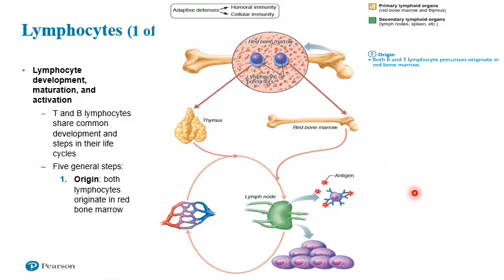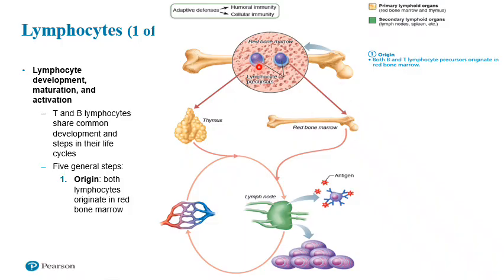So, let's take a look at lymphocytes. Let's take a look at the development, the maturation, and the activation. How do they become soldiers, the lymphocytes? Well, we have two types of lymphocyte. One is your T cell, the other one is your B cell. They are all born from a hemocytoblast. The great great grandmother of all blood cells is the hemocytoblast.